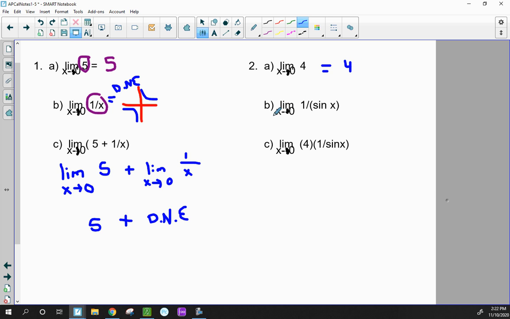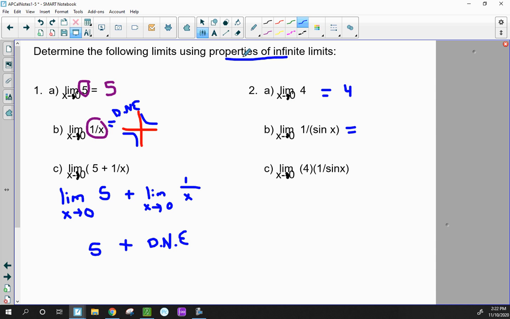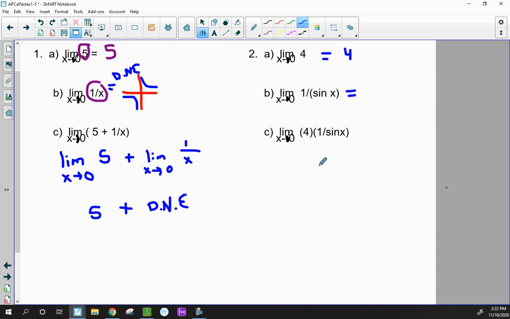And then find the limit as x approaches 0 of 1 over sine x. You would figure out what that answer is, and then look at C. I've taken the first problem and the second problem, and now I've multiplied them together. That's a property of infinite limits. And so once we find this answer and this answer, then we can just multiply the two together.